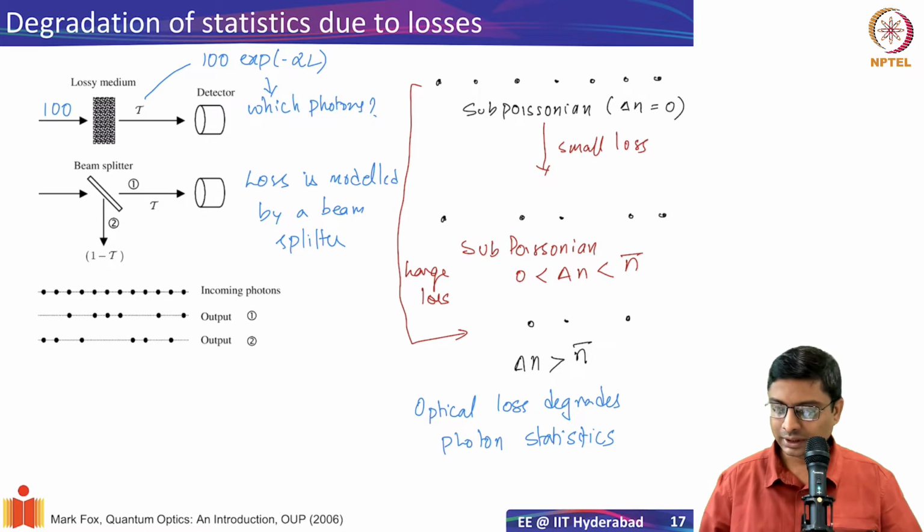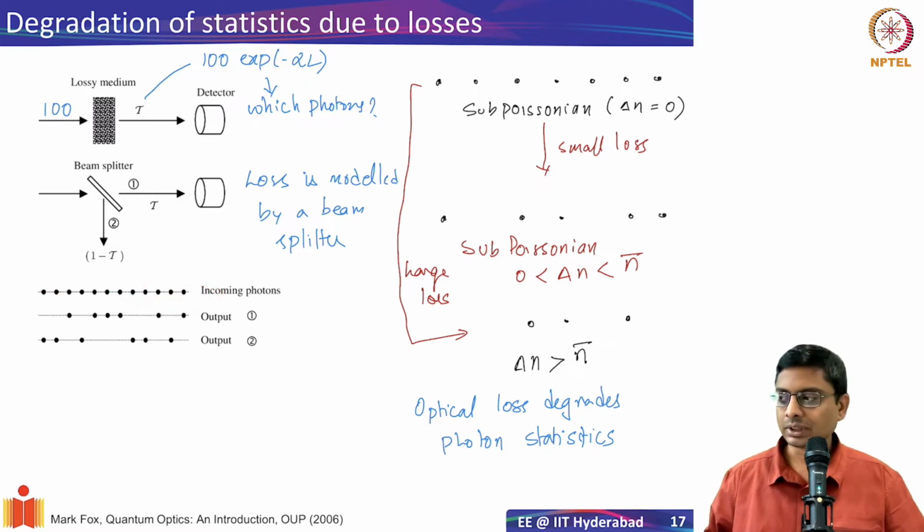Now you see that there is clearly this stream of incoming photons, perfectly arranged with equal spacings. But the moment you go through the beam splitter, some of the photons go to port 1, getting transmitted, and the remaining photons are absorbed. We are showing the absorbed photons here.